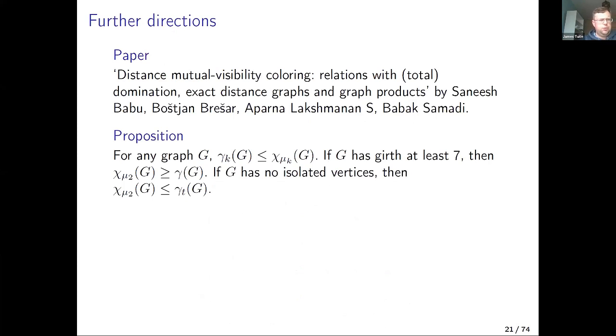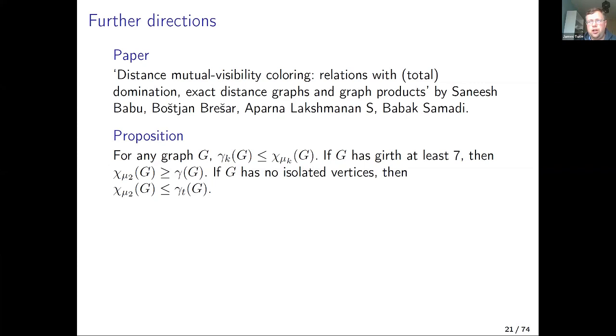I'd like, in this moment, to also mention some other connections with domination. There was a paper that appeared maybe just 2 weeks ago called Distance Mutual Visibility Coloring, Relations with Total Domination, Exact Distance Graphs and Graph Products, by people including Aparna Lakshmanan, who I think might be here, Boston Brescia and others. And they proved that here, the chi mu k, the mu k is referring to a mutual visibility set such that all of the vertices in the set are at distance at most k apart.